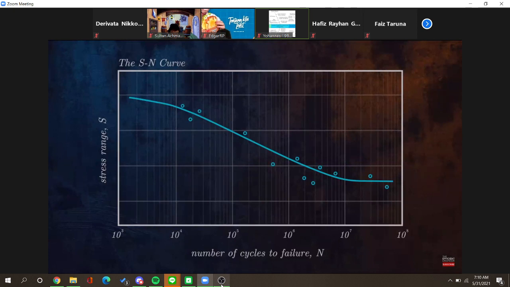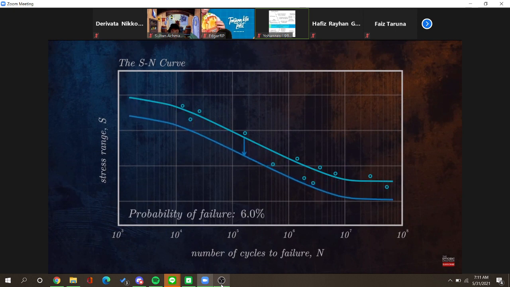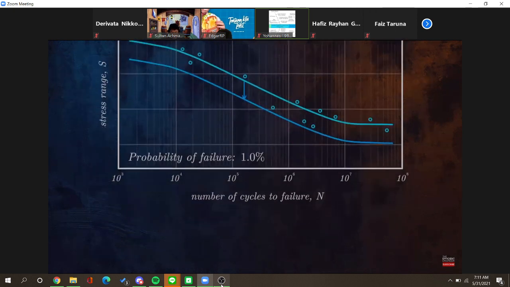For this reason, SN curves published in engineering codes are normally shifted downwards by a certain number of standard deviations to give a reduced probability of failure. Here, by shifting the mean curve down on the vertical axis by 2 standard deviations, we have reduced the probability of failure from 50 to 1%.